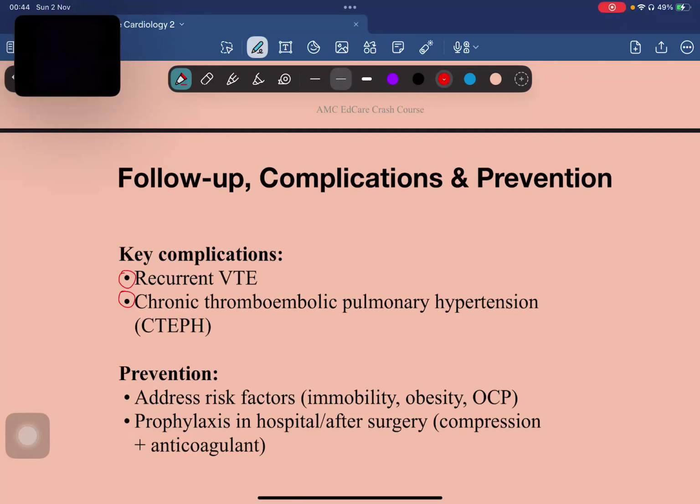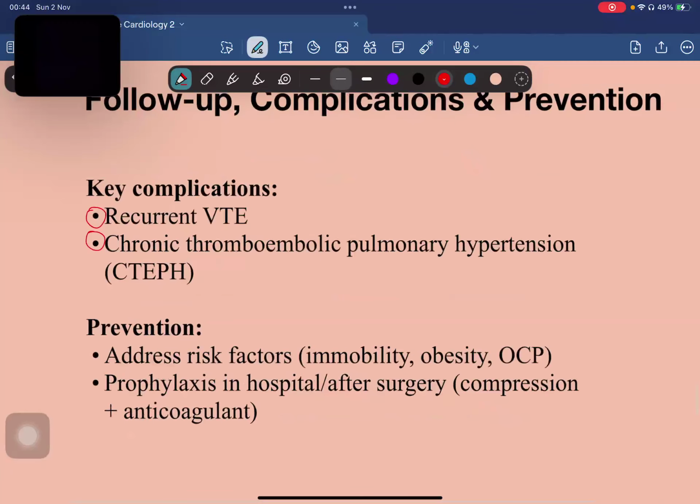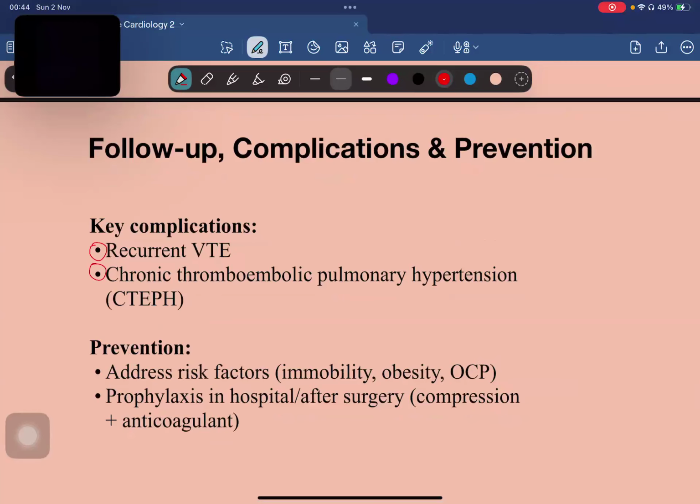And like we already know, the preventive measures would be to address the risk factors we discussed. It's the best way to remember preventions. Just know the risk factors and know that we've got to address them: the immobility, the obesity, the oral contraceptive pills, and the prophylaxis in hospital and after surgery, like compression, anticoagulation. All of these things could come under prevention.